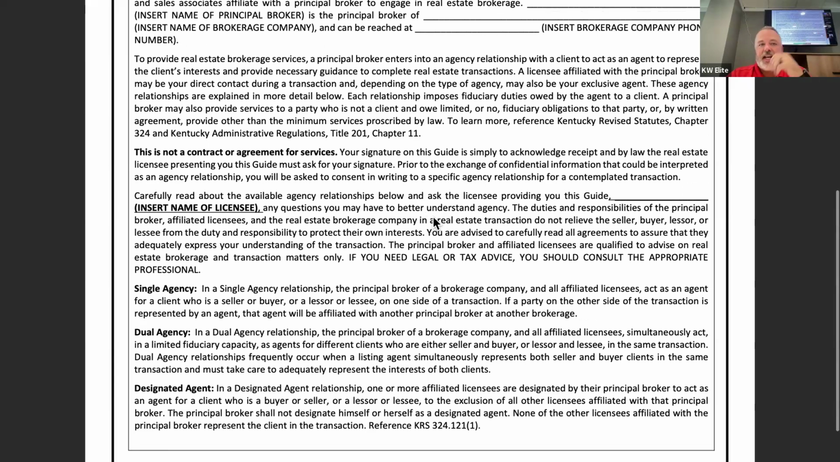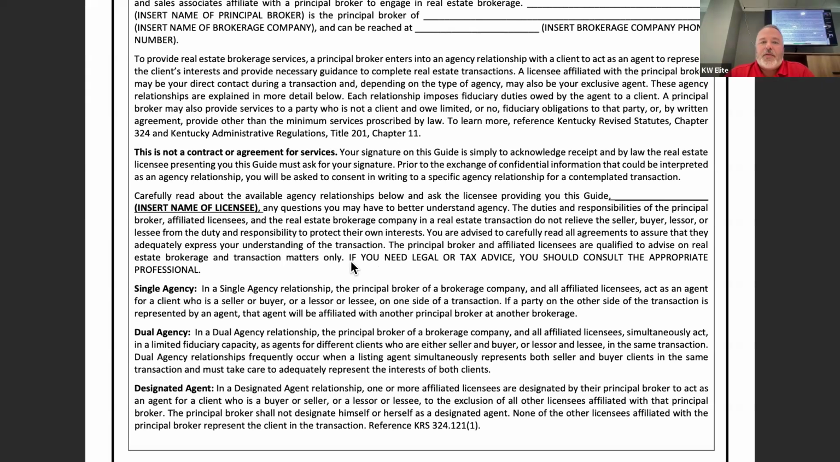It goes on to say that they do not relieve the seller, buyer, lessor, or lessee of the duty and responsibility to protect their own interest. You are advised to carefully read all agreements and ensure that they adequately express the understanding of the transaction. So again, this helps you, right? This tells them, hey, you need to read all of your documents. It even goes on to say, if you need legal or tax advice, you consult the appropriate professional.